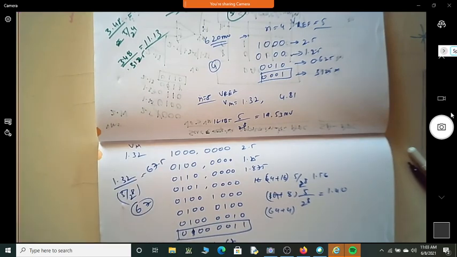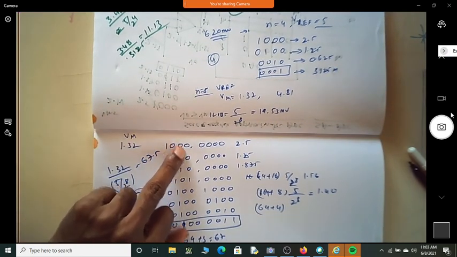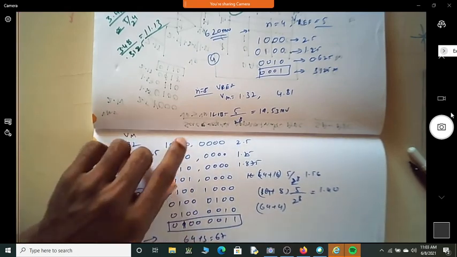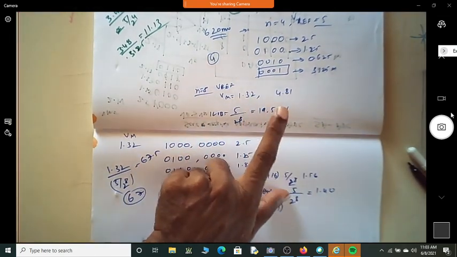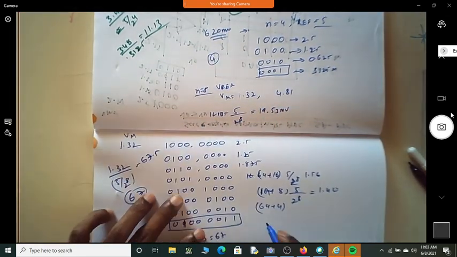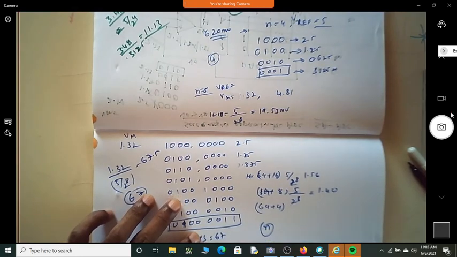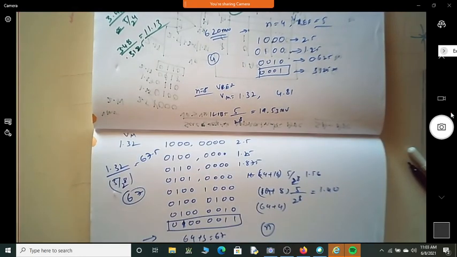Yes. This is called the successive approximation type of ADC. Irrespective of the amplitude of your input voltage, it takes n number of clock cycles, where n is the number of bits of your output.